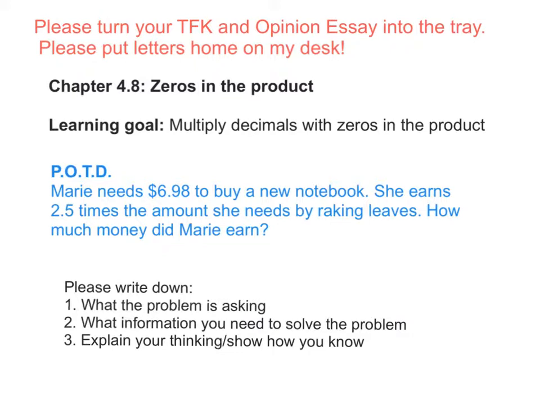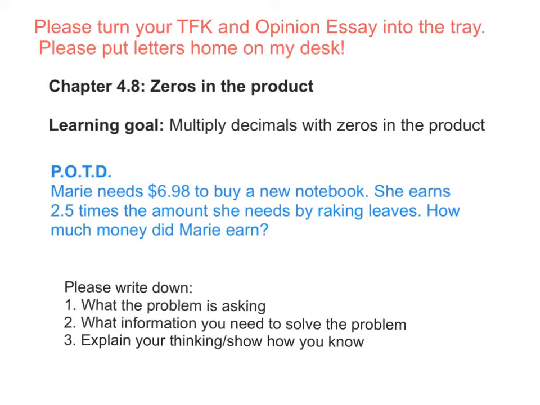Today we're talking about what happens when we need to write extra zeros in the product. What's a product? The answer to a multiplication problem. We talked about this briefly yesterday. Are there times when we need to add extra zeros to the answer in a multiplication problem? Today we're going to be looking closely at when and why we need to do that. Your learning goal today is to be able to multiply decimals when there are zeros in the product.